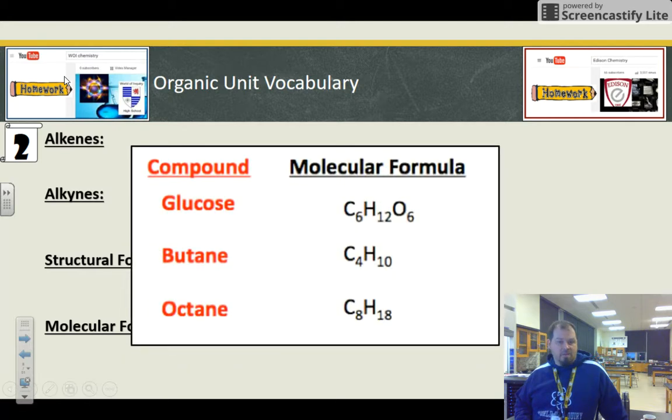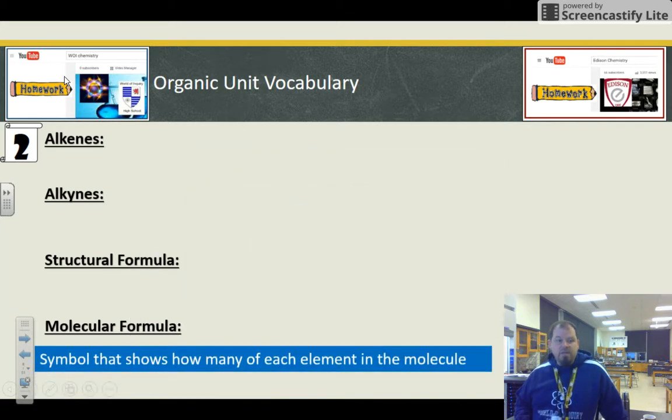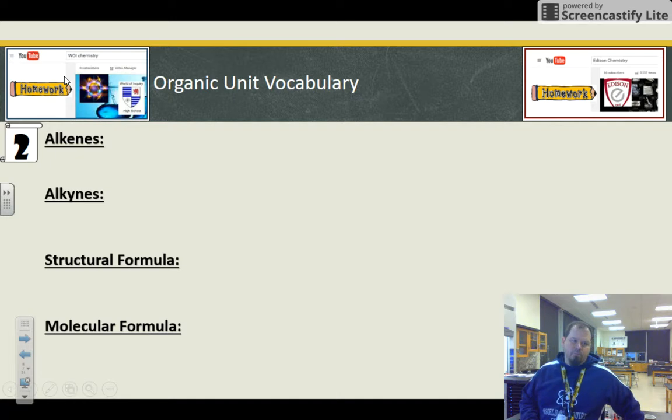The molecular formula is something we're very familiar with. This is just writing out the number of atoms, but it doesn't tell me anything about where they are. Okay, so this is a symbol that shows how many of each element in the molecule, but that's it. I don't see the bonding. I'd have to build it from that, and that's where I'd have to infer some things. You see what I'm saying? We'll learn how to do that too.